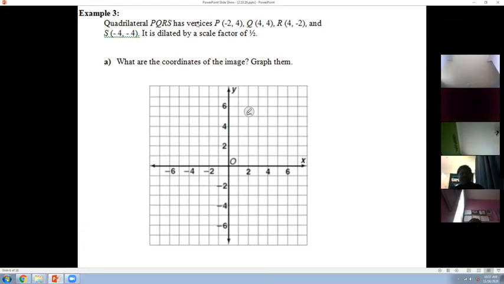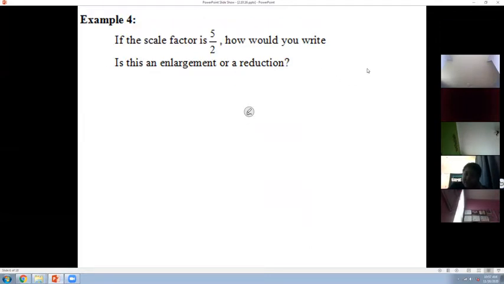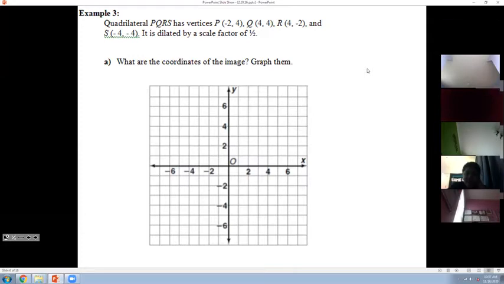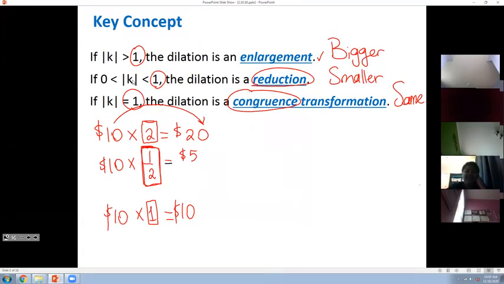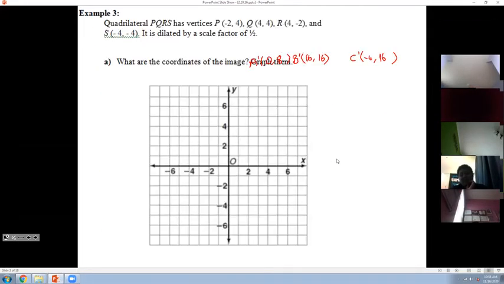Congratulations. If you have a scale factor which is 1 over 2, is it going to be enlargement or reduction? Wait, what was the question? If the scale factor is 1 over 2, is it going to be enlargement or reduction? Reduction. And thank you, Daniel. You're absolutely right. 1 over 2 means reduction, because we talked about this before. 1 over 2 is not greater than 1, so it is not going to be enlargement. 1 over 2 is between 0 and 1. It is called reduction. That means that we will get a smaller shape.